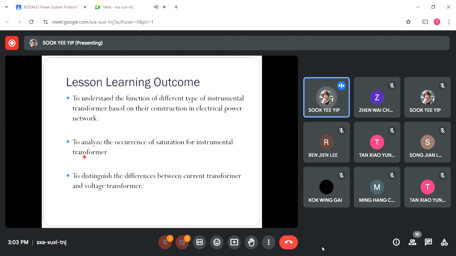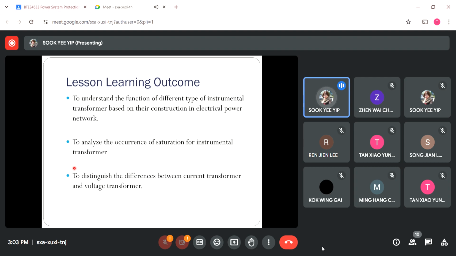All right, so now the lesson learning outcomes for chapter 3, we have 3. The first one will be to understand the different types of instrument transformers we have, referring here to the current transformers and the voltage transformers, what their working operations would be, as well as how they are built in terms of constructions, by looking into their equivalent circuit. That is the first lesson learning outcome.